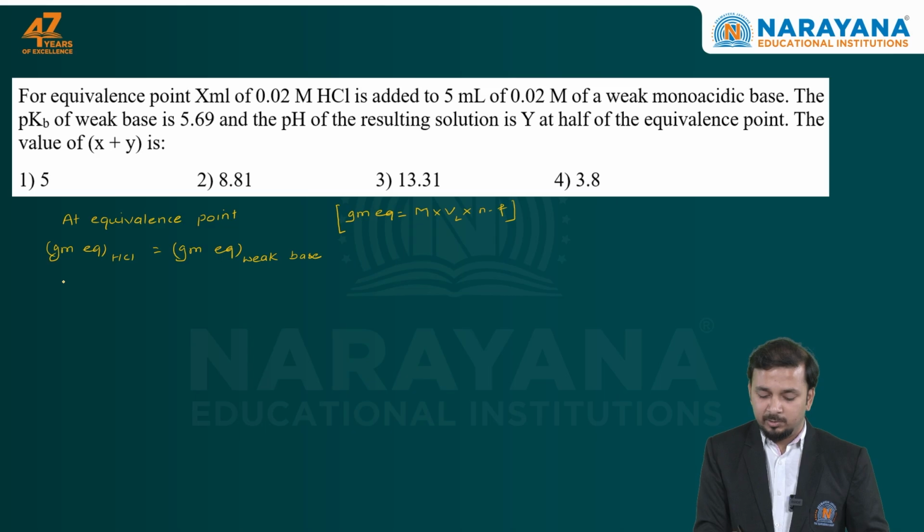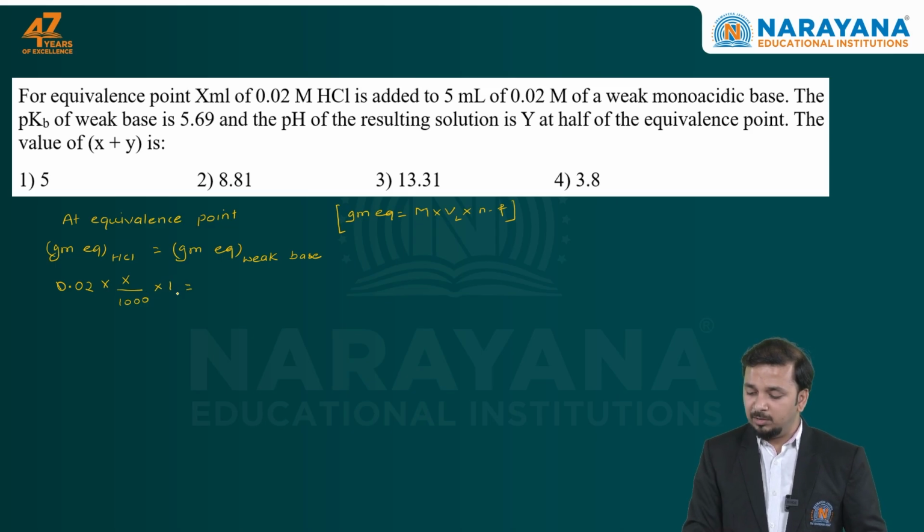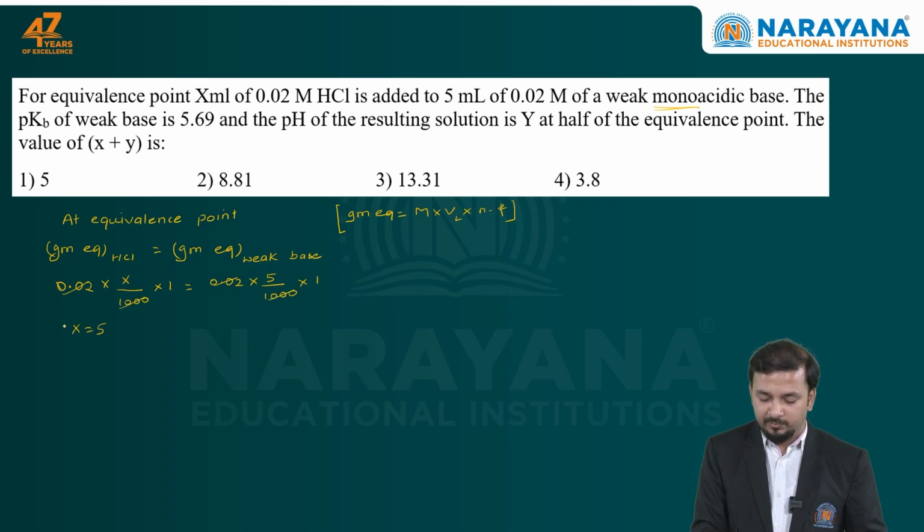So I can write gram equivalent of HCl as molarity 0.02 into volume in liters, x upon 1000, into n factor, which for HCl we know is 1. That is equal to molarity of weak monoacidic base 0.02 into volume in liters 5 upon 1000 into n factor, which is 1 because they have mentioned it as a monoacidic base. So 0.02 will be cancelled out, 1000 will be cancelled out, and we get x is equal to 5. So this is the first part.